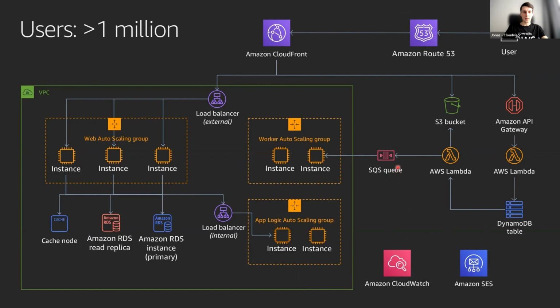We have an SQS queue that works with Lambda and S3 buckets. Also, there's a DynamoDB table with some context, and Lambdas that react to the input to the DynamoDB table. We have an API Gateway launched that actually allows external users to come into our application.